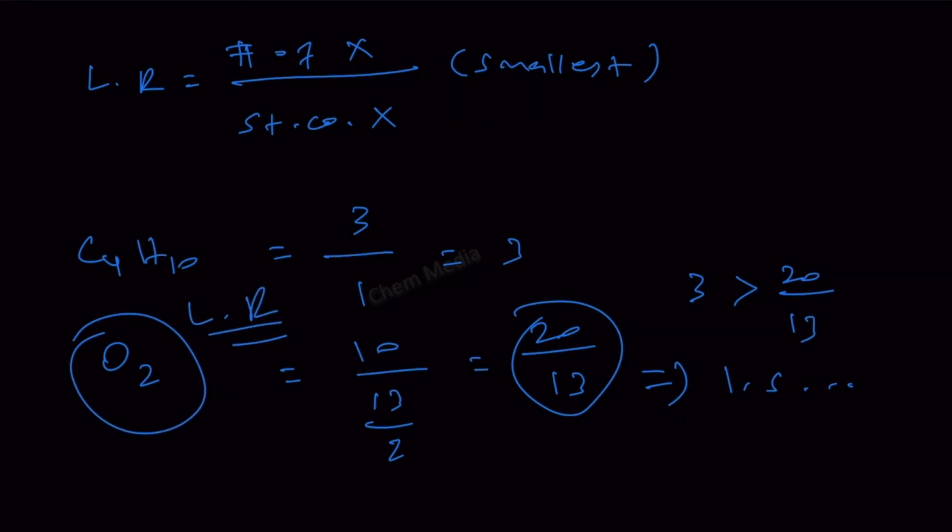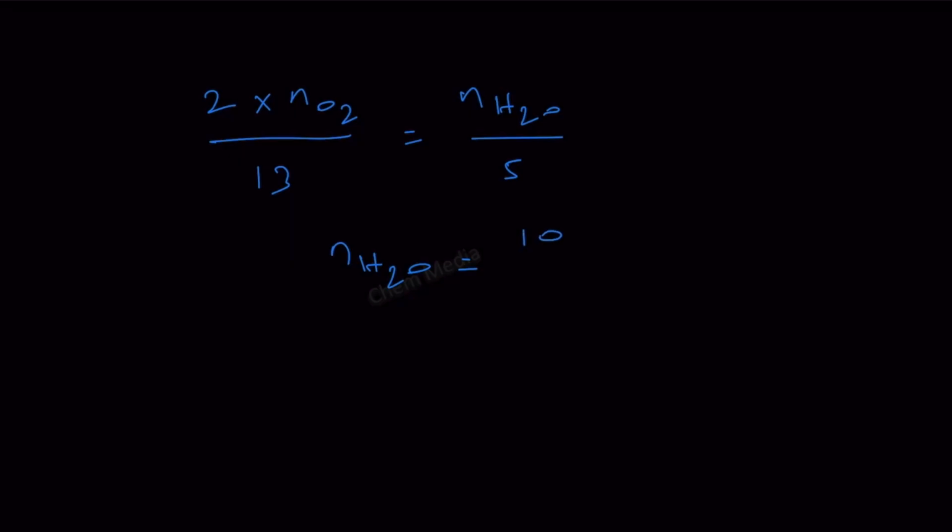So, therefore, what we need to compare? We need to compare the stoichiometric moles of O2 with the stoichiometric moles of water. So, therefore, 2 times number of moles of O2 divided by 13, I just brought the 2 up, equal to number of moles of H2O divided by 5. So, therefore, number of moles of H2O is equal to 10 times number of moles of O2 divided by 13.